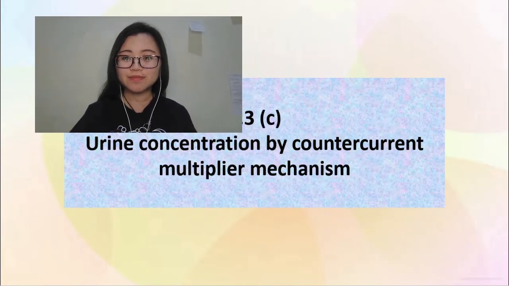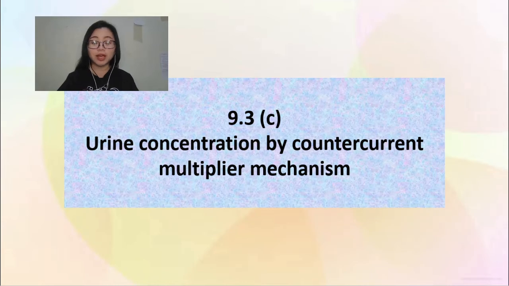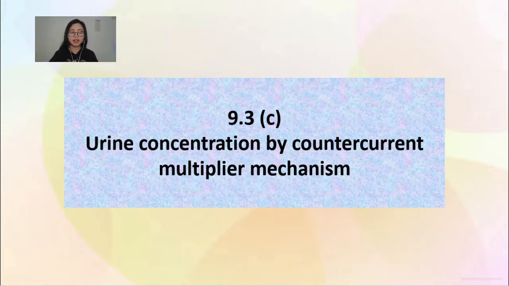So this is our fifth video in our video series for chapter 9. We are still in homeostasis and we're still talking about the kidney. So this video is on 9.3c, which is urine concentration by countercurrent multiplier mechanism. A fair warning, this video may be a little bit confusing, so you may need to go through it once or twice more. And always do not hesitate to ask me questions or to ask friends or roommates even for tips and discussions. Okay, let's get into it.